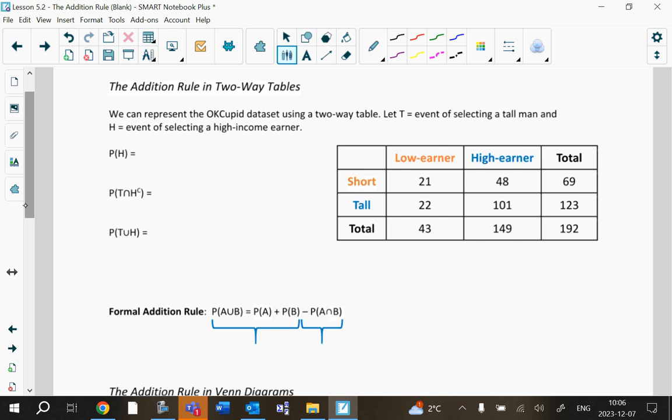Where would you get your numbers from the table? What's the probability of selecting a high earner? How many high earners are there? Look at the table. 149. So we would go here out of the total 192. So the probability of selecting a high earner, there's 149 of them out of 192 total.